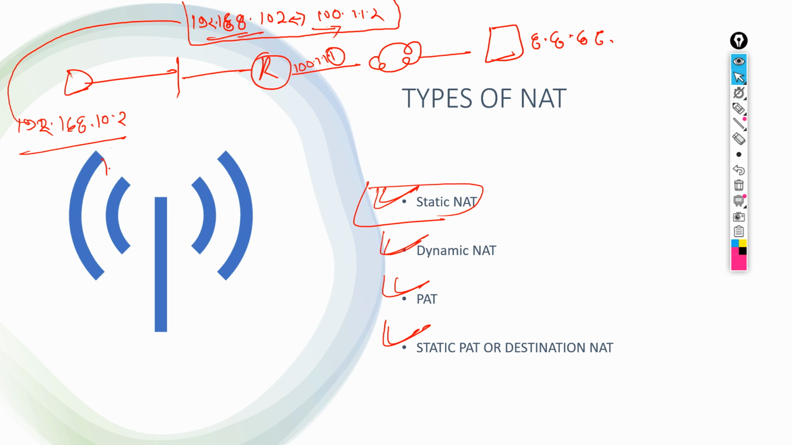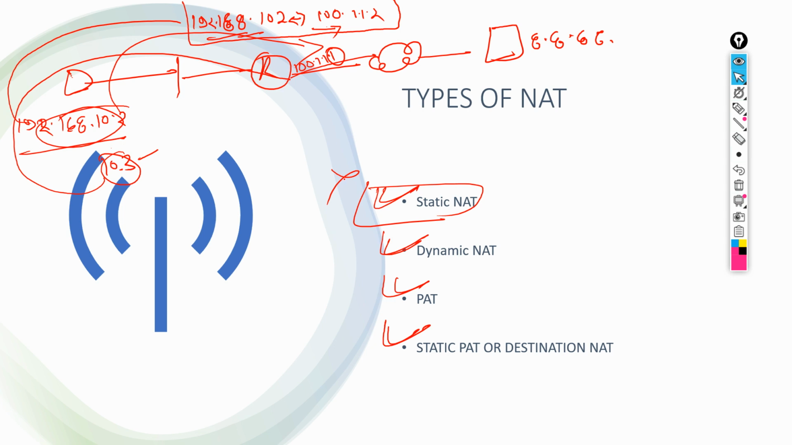Let's suppose you have one more user with the 10.3 IP. This request will not go out, because it is not mapped with any public IP. So by using static NAT, we can map one private IP with one public IP. But it is not used in real time, so don't think much more about this.